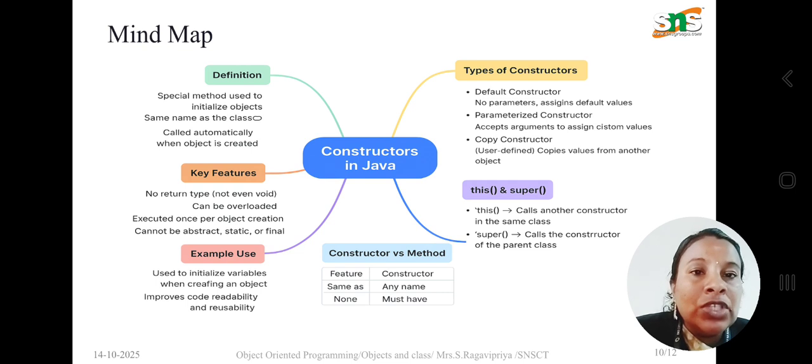The key features are that it does not have any return type, not even void. It can be overloaded and is executed once per object creation. It cannot be abstract, static or final. It is used to initialize variables when creating an object, and improves code readability and reusability. Next, this and super keyword. This calls another constructor in the same class. Super calls the constructor of the parent class.